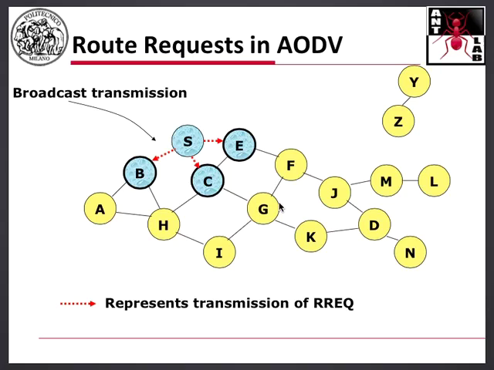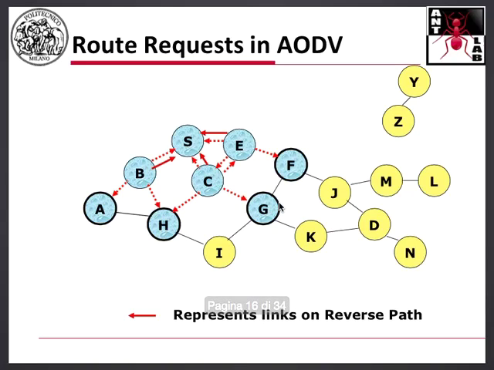What B, C, and E do, in principle, is just to forward again this route request. For example, the route request received by C is forwarded to H, G, and E. And at the same time, they set up a backward path to the initiator of the route request process.